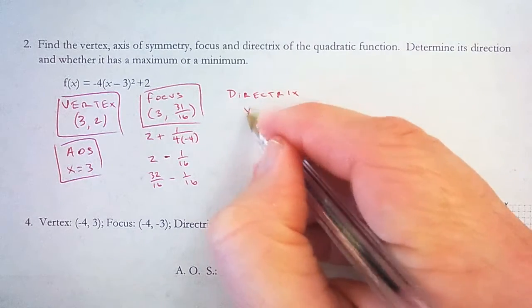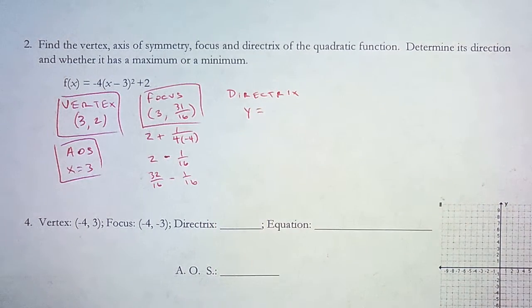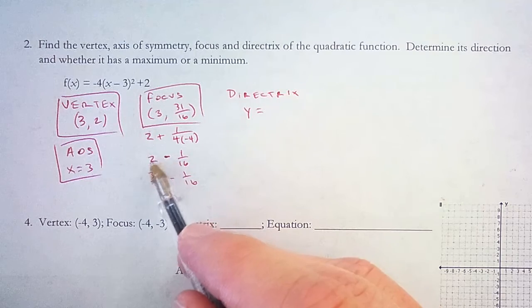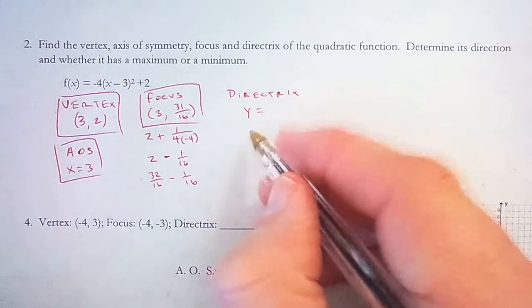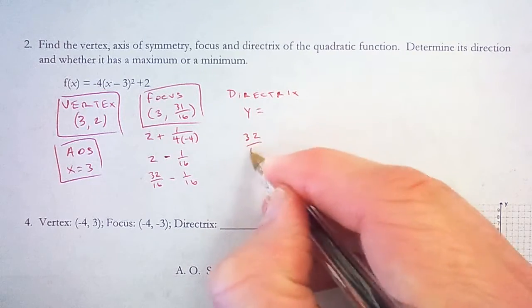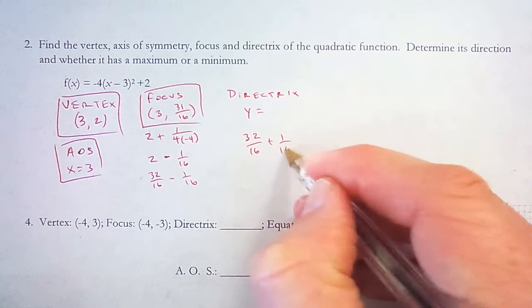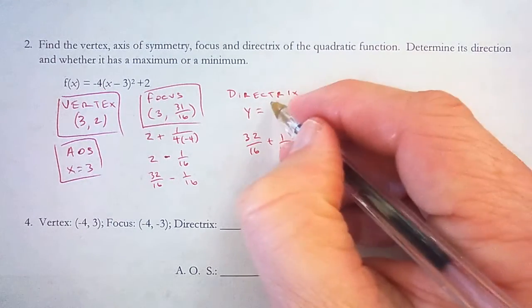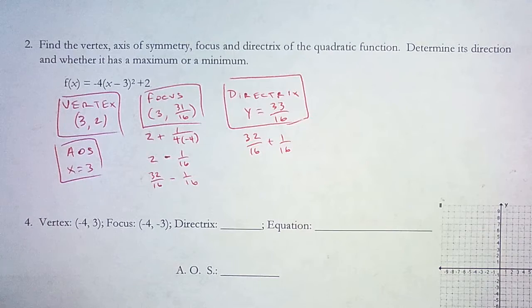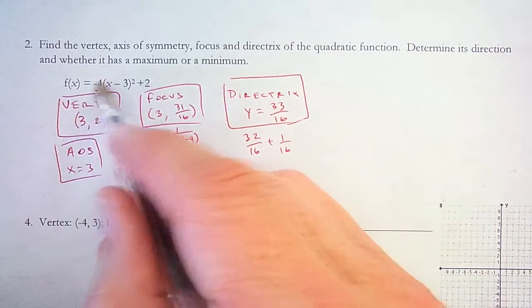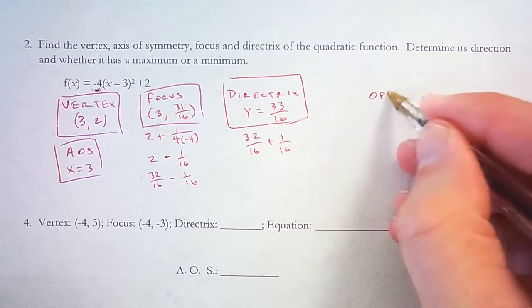Next is the directrix. The directrix is a horizontal line, so it's y equals. And if the focus is 2 minus 1/16, or 32/16 minus 1/16, the directrix is 32/16 plus 1/16. So that is 33/16. Of course, the calculator will do all this simplifying work for you as well. Okay, next, direction. A is negative, so it opens downward.